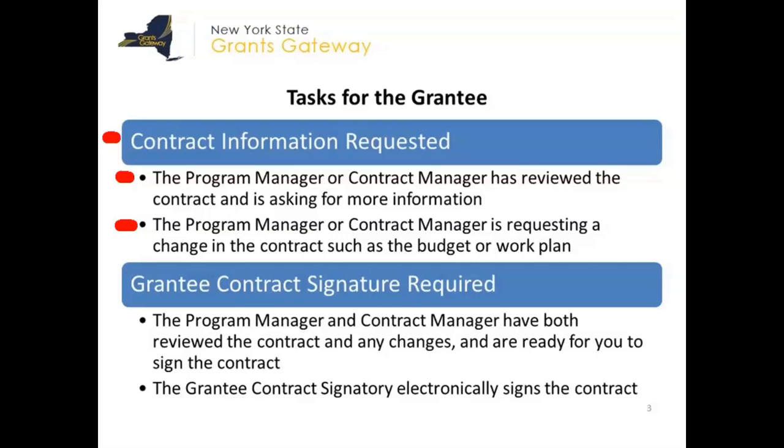But again, that other task you'll see is grantee contract signature required. And as the name implies, it's time for you to sign the contract. So in that case, the program manager and contract manager and some internal reviewers, if necessary, have all gone through the contract, made any changes, approved any changes, and are ready for you to sign the contract. And of course, that's done electronically in the Grants Gateway as well.